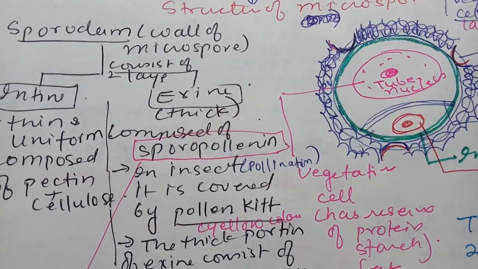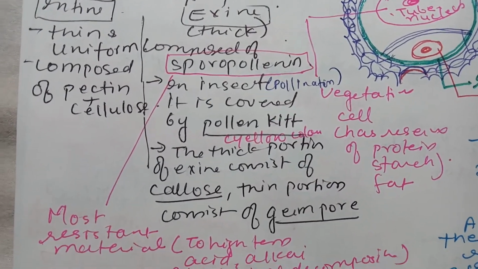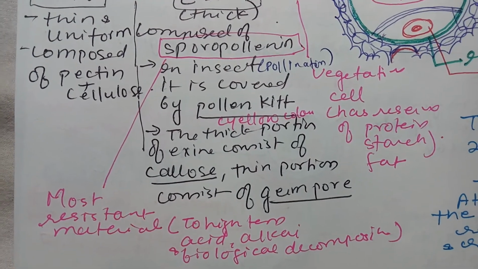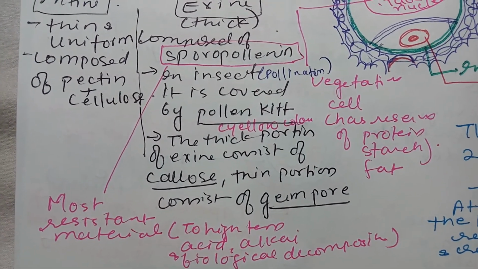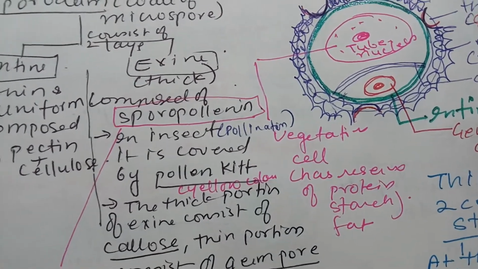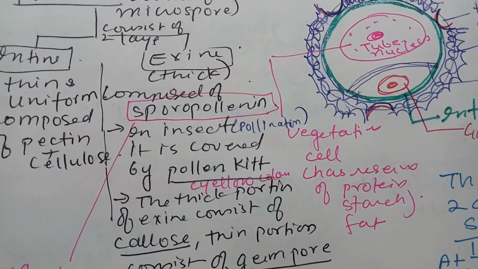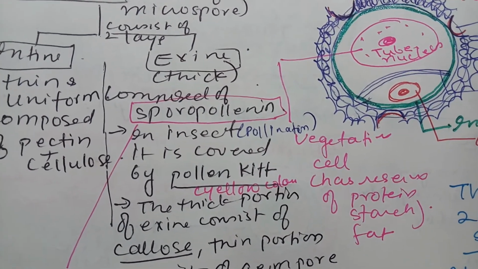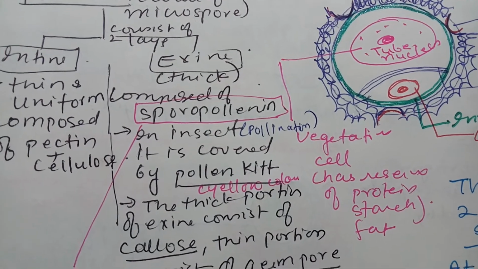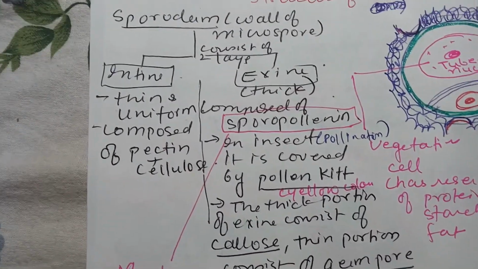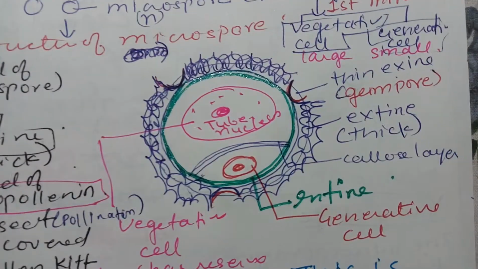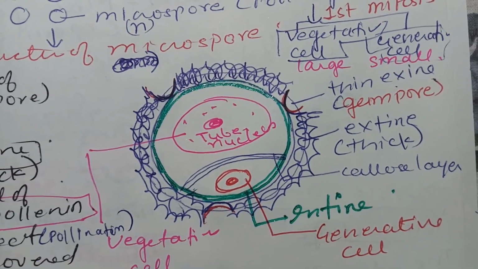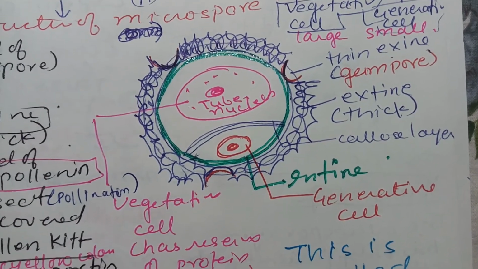And this material is resistant to acid, alkali, high temperature and biological decomposition by enzymes. In cases where pollination occurs by insects, this exine is covered by a yellow colored substance called pollen kit, and this is to attract the insects. So this is all about the intine and exine. Now just look at the structure, you can see the germ pore, exine, intine, generative cell.